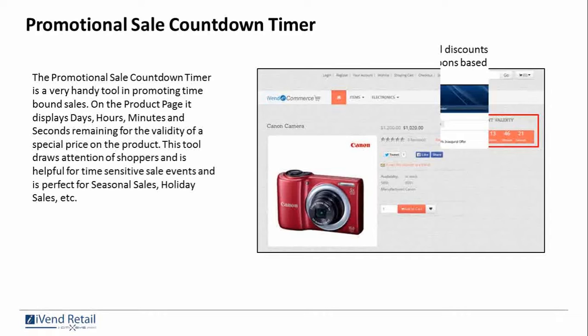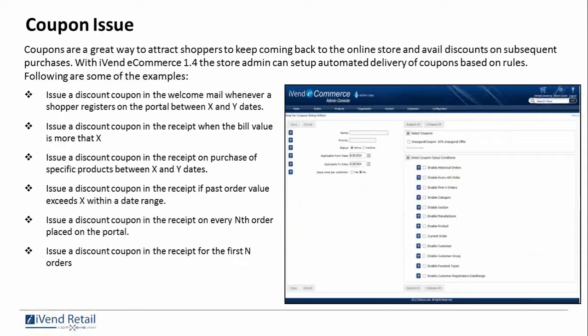Now with iVend eCommerce 1.4, as I was saying, the store admin can set up automated delivery of coupons based on rules. Following are some of the examples. It could be to issue a discount coupon in the welcome mail whenever a shopper registers on the portal between certain dates, X and Y. Just to let you know, this is my personal favorite. On registration, the shopper will receive a coupon code which he or she can use in a subsequent purchase.